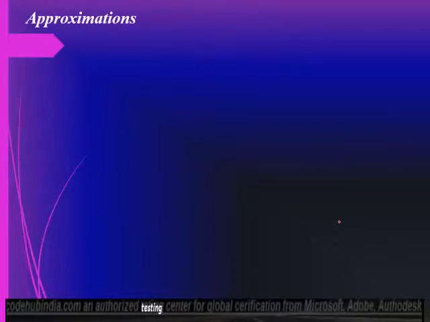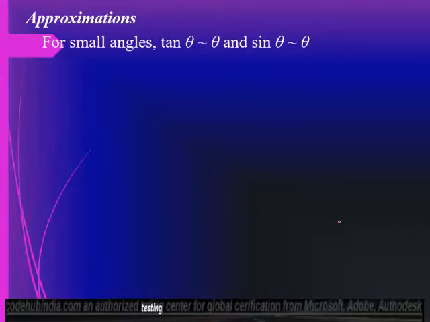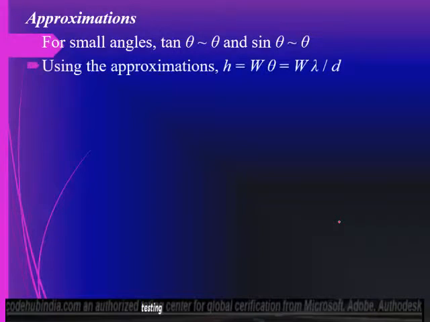And approximately, for a small angle, sin theta equals theta, tan theta equals theta. Then what will happen? It is an approximation: h is equal to W theta. And what is this theta? Theta is lambda by d.